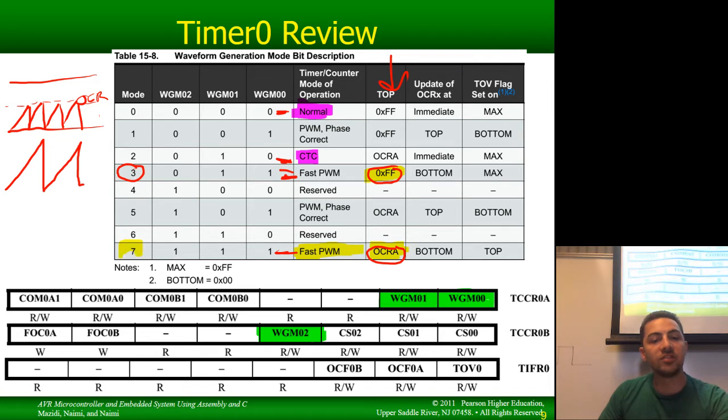So mode 7 kind of combines mode 3 and mode 4. Mode 3 is PWM mode, where it always counts to FF, which is kind of like normal mode. Mode 7 is also a PWM mode, but it counts up to OCR. So we'll see how that gets into it in a second.